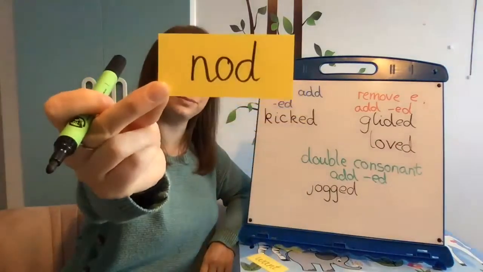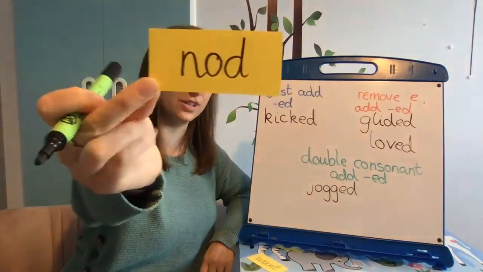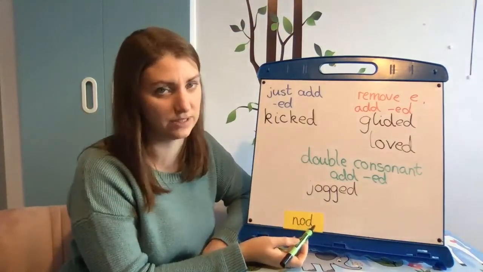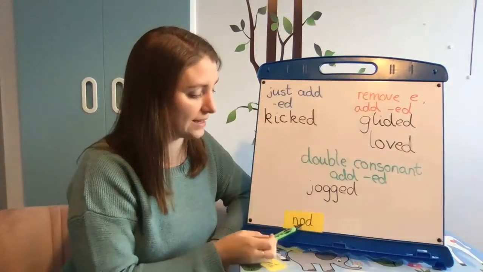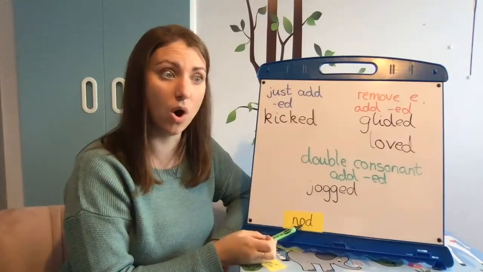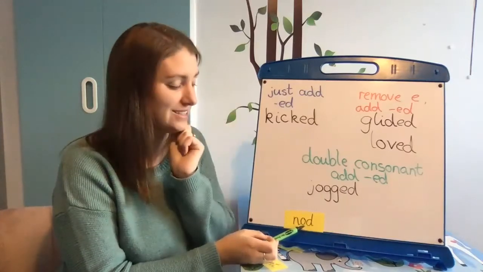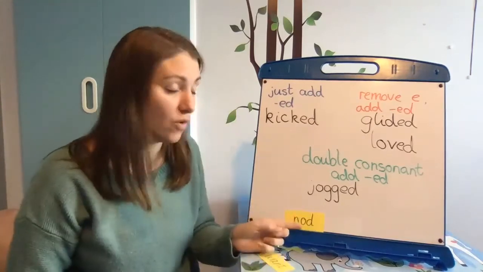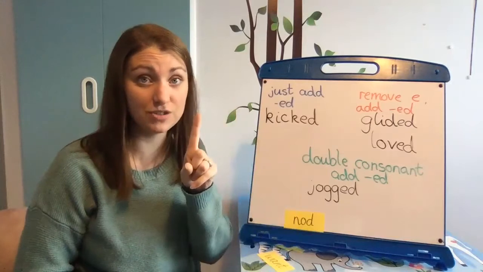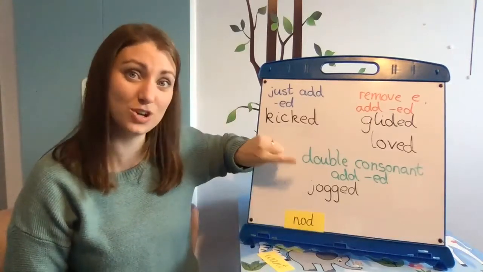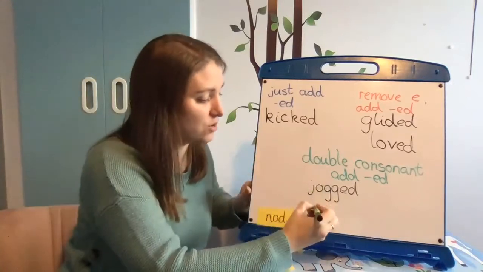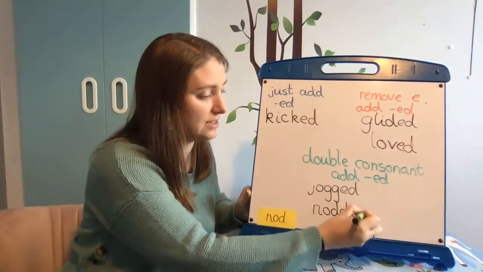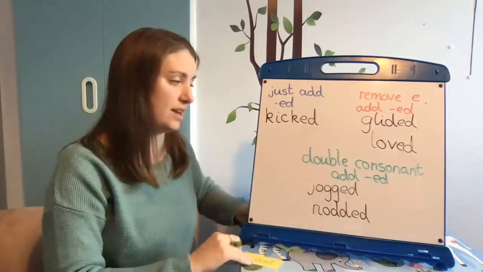Okay, let's try this one. What does this say? Nod. Okay. Is there an E on the end? Oh, no, there isn't. So we don't need to do the red one. And is it a short vowel sound? Yes, it is. Is there only one consonant? Yes, there is. Short vowel sound, one consonant after it means we need to double the consonant and add ED. So n, o, double that consonant and then add ED.